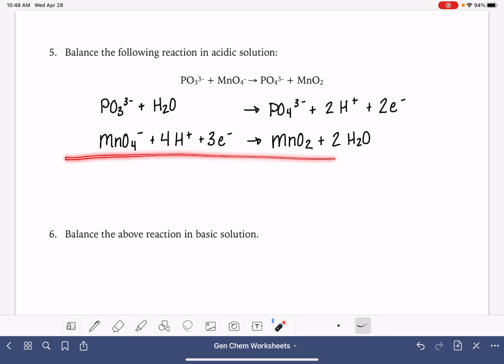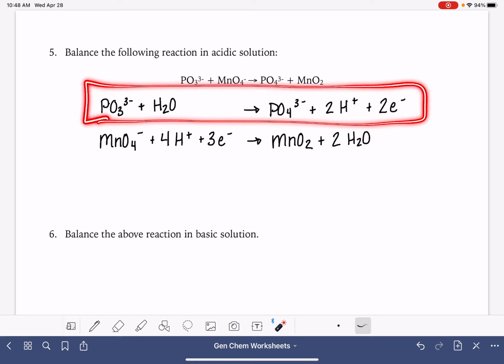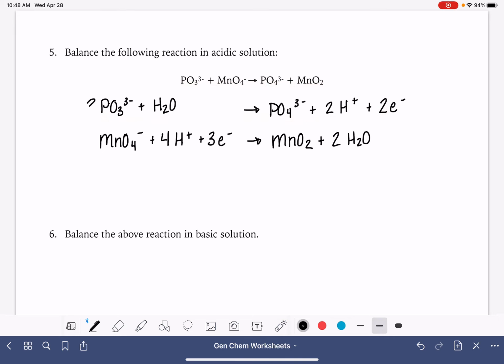Before we combine these reactions together, we need to make sure we have the same number of electrons in each half reaction. We have 3 in one and 2 in the other. We need both to have 6. That's the only way that we're going to get them to cancel. So this right here, we need to multiply everything by 3 so that we can get this up to 6 electrons. We're going to multiply everything by 3.